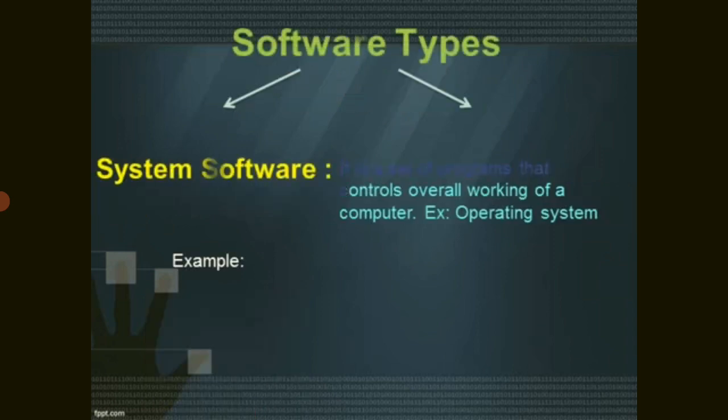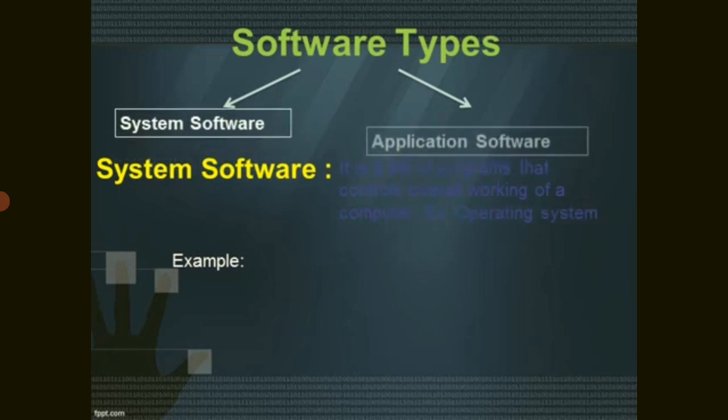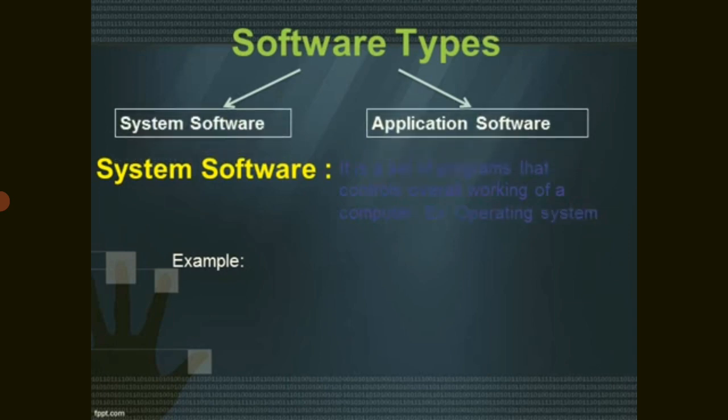There are two types of software, system software and application software. System software. It is a set of programs that controls the overall working of a computer. Operating system is a part of system software that makes a computer run. It manages all the input and output operations. It also manages the link between the different parts of a computer and the user. Operating system is the interface between the user of a computer and computer hardware.